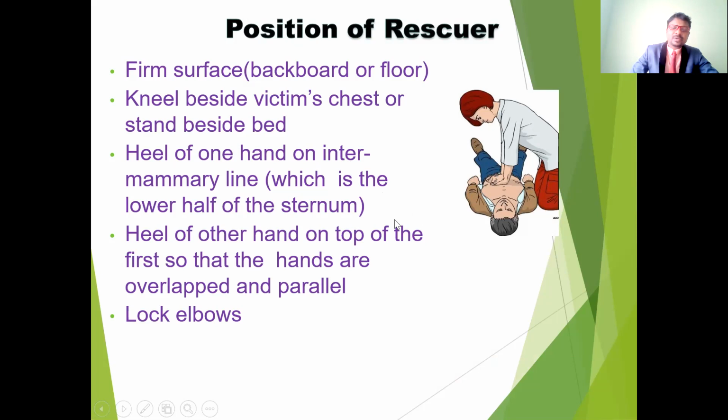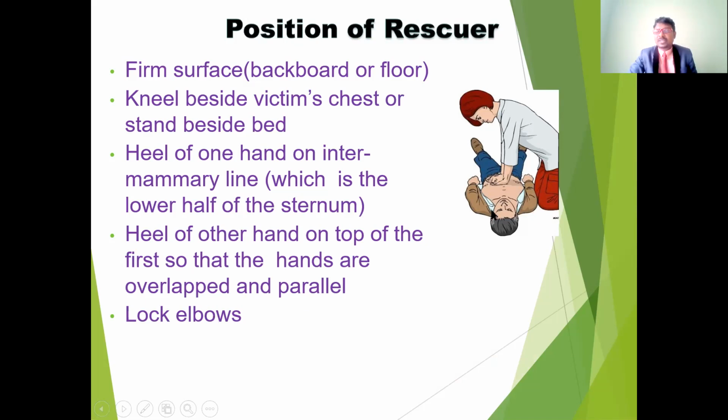The heel of one hand goes on the intermammary line, that means near the sternal region, the lower half of the sternum. Place the heel of the hand there, and keep the fingers interlocked in this position. Which hand goes below depends upon your dominance. If you are right hand dominant, you can give it with your right hand over the lower end of the sternum. You can use either the right or left hand as the lower one. The heel of the other hand goes on top, so that the hands are overlapped and parallel, and also lock the elbows.